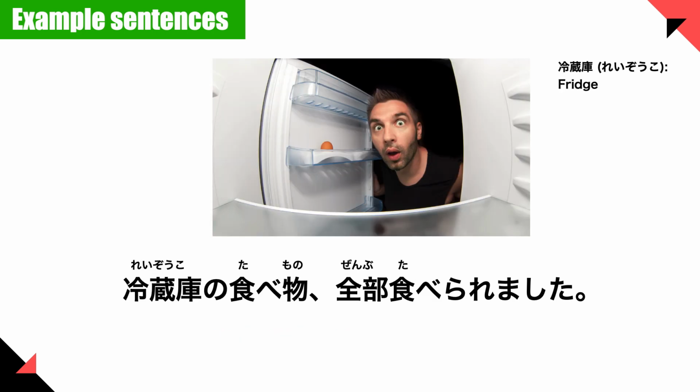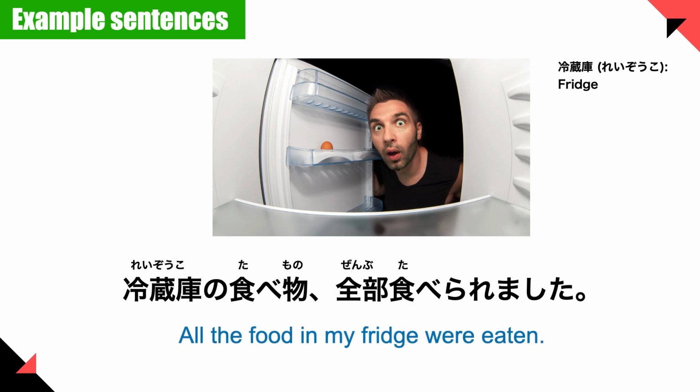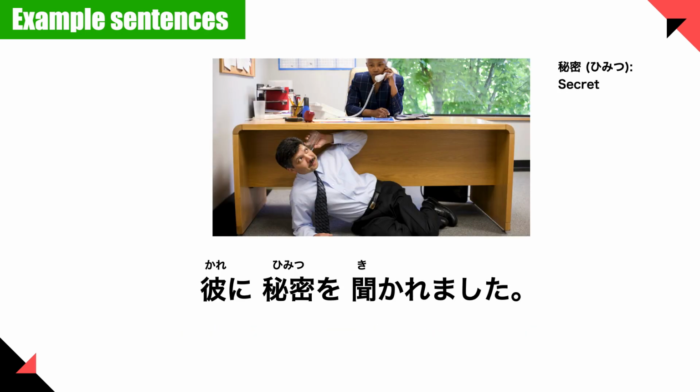Another example sentence. 冷蔵庫の食べ物全部食べられました。冷蔵庫 that means fridge. 食べ物 that means food. 全部, all. 食べられました, were eaten. So all the food in my fridge was eaten. Next example sentence.